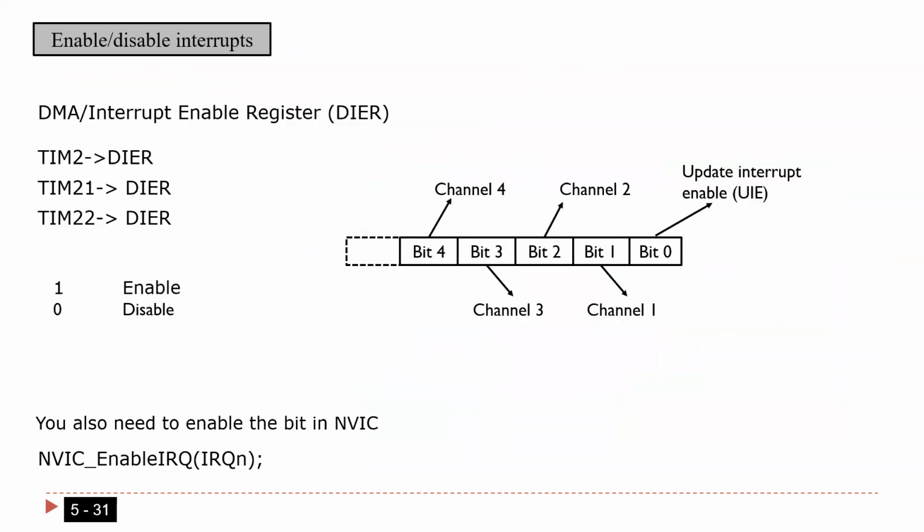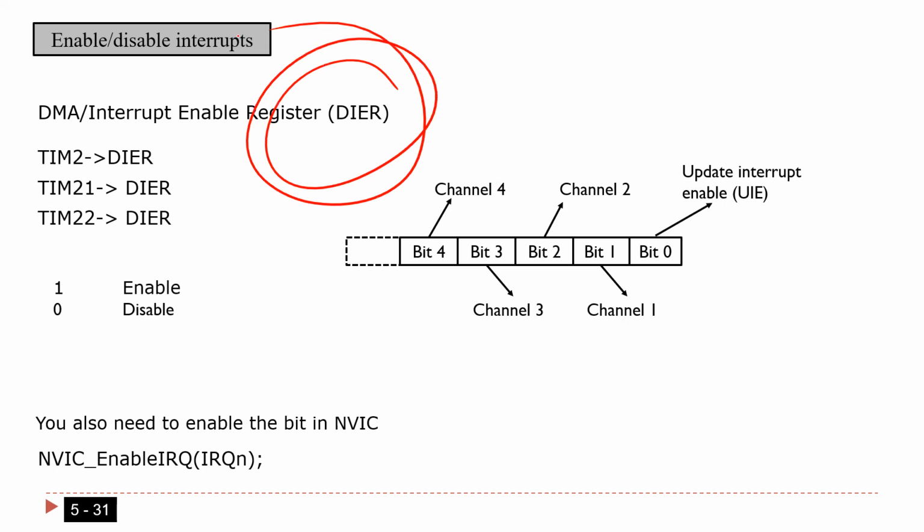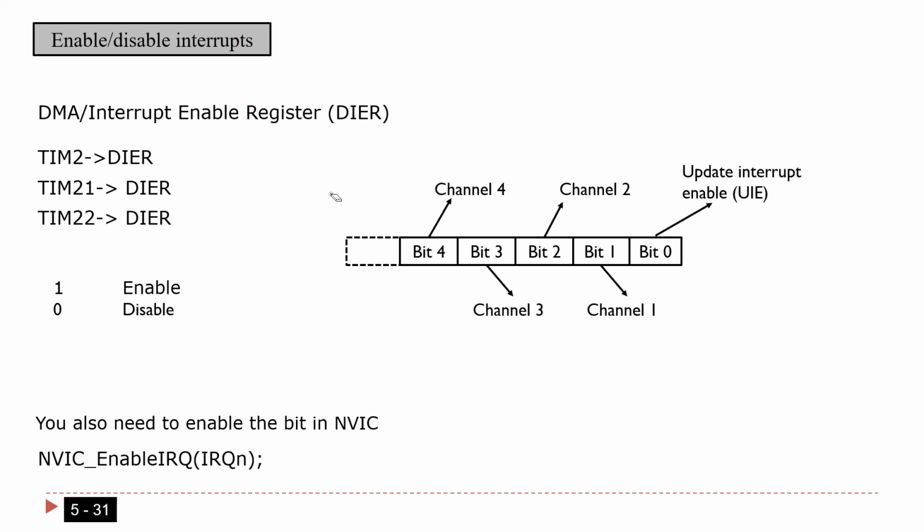Also, similar to what I did before, for any interrupt, as I told you, there is an enable bit. In order to enable or disable interrupts, that's exactly the same thing here. So we have a register. This register is called DIER. Actually, we have 3 of them. So we have one here for timer 2, and we have them for timer 21 and 22.